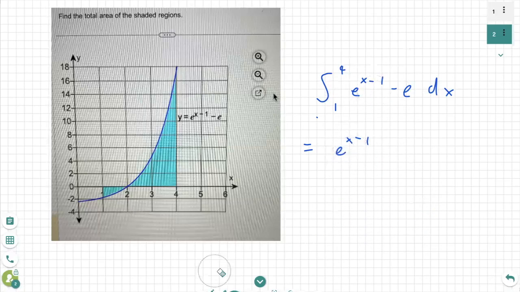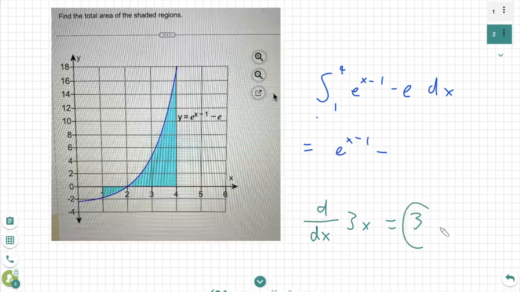What about the minus e? Okay, so minus e, this is a number, right? A constant. Let me ask you this then. What's the derivative of something like 3x? Just 3. 3, yeah. The derivative of 3x is just 3, right? So what's the antiderivative of 3? 3x. Yeah, 3x. So if you go this way, this is derivative. If you go this way, it's the antiderivative. Does that make sense? Yeah.